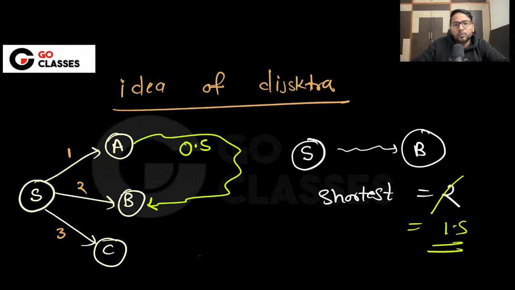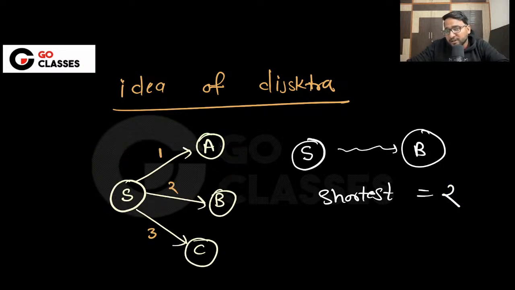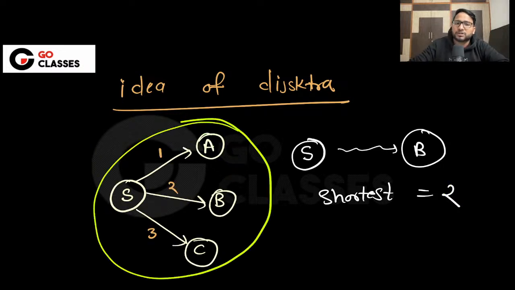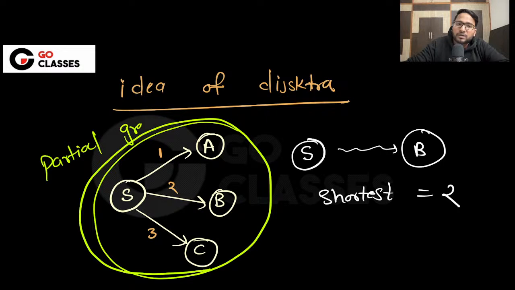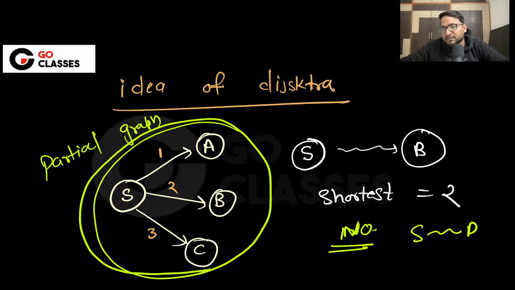So what I'm trying to say here is that, given only this unexposed partial graph, can you guarantee me what is the shortest path from S to B? Then the answer is no, I cannot tell. Using the partial graph, how can I tell? We don't know the shortest path from S to B. So currently we don't know, obviously.